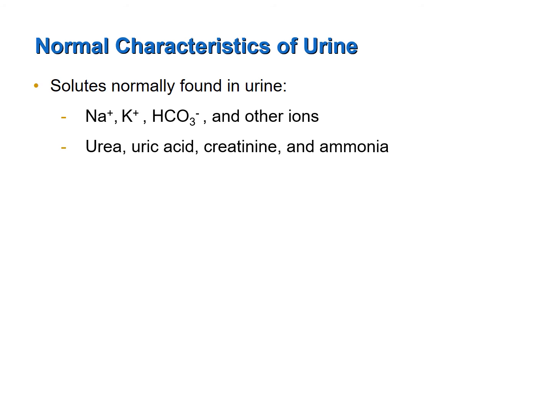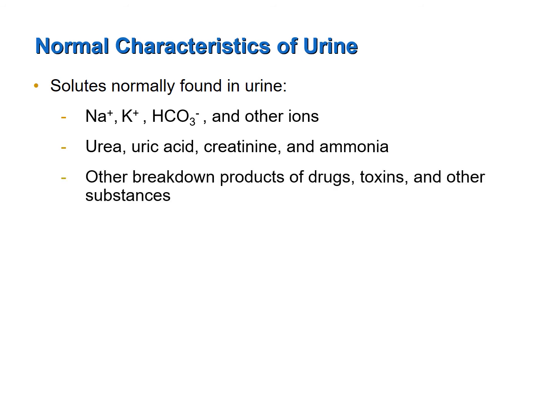Nitrogenous waste products, of course, you'd expect to find in urine, including urea, uric acid, creatinine, as well as ammonia. And of course, breakdown products of drugs and poisons and toxins, as well as other substances that the body needs very little of or perhaps has no real use for. You would expect to find those in urine as well.